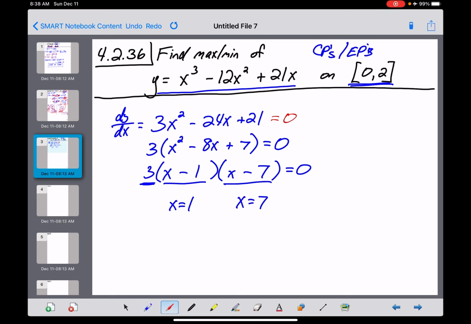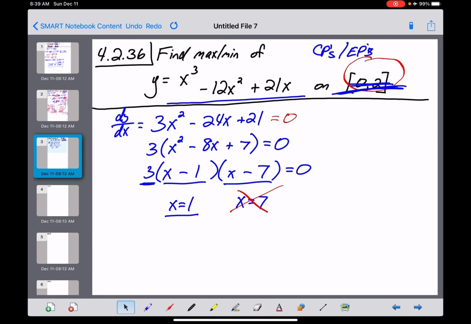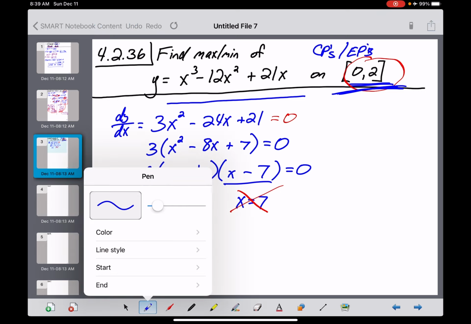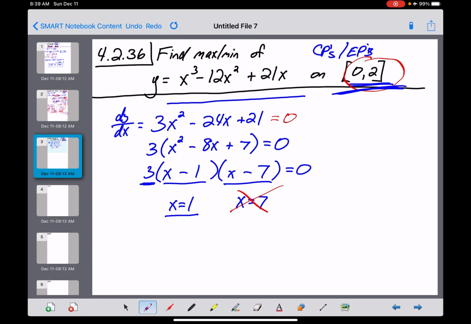But as I thought might be the case, we are only interested in x values between 0 and 2, so we've got to throw out that x equals 7. I'll say this carefully: x equals 1 is the only critical point we found within this range of values. There is another one, but it's outside the range, so we don't have to worry about it. Now we're going to evaluate this function y at all three values we came up with: the two endpoints and the one critical point of 1.